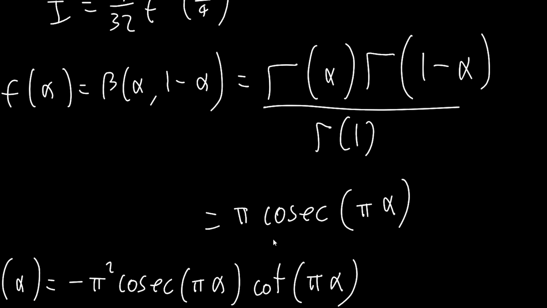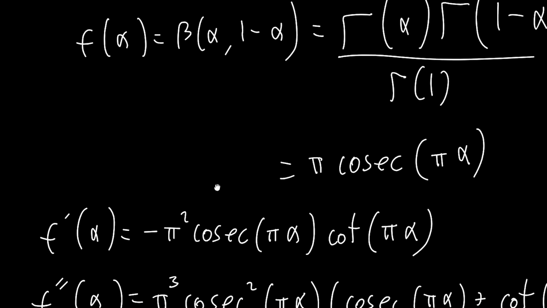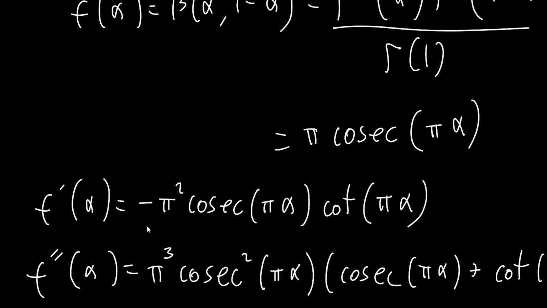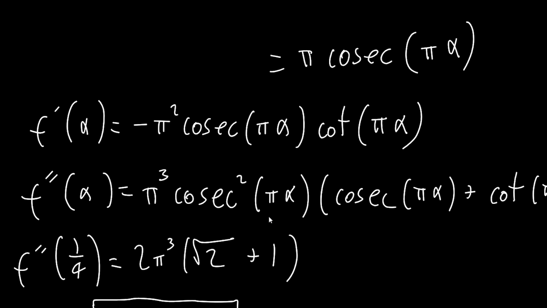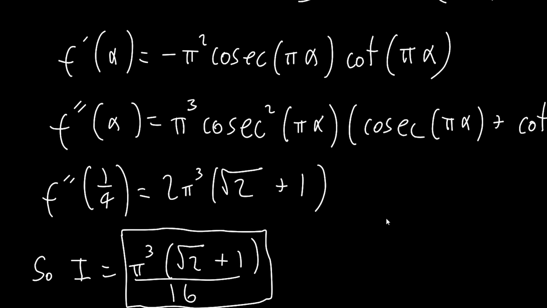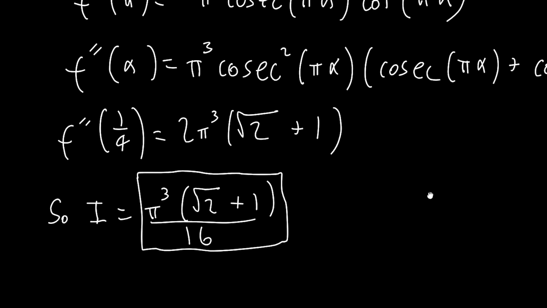And we just take the derivative of it with respect to alpha twice. So do it once, we get minus pi squared cosec pi alpha cot pi alpha. Do it again, get pi cubed cosec squared pi alpha times cosec pi alpha plus cot pi alpha. And we plug in a quarter, we get 2 pi cubed times square root 2 plus 1. And then we divide that by 32. And we get our answer as pi cubed times square root 2 plus 1 over 16.